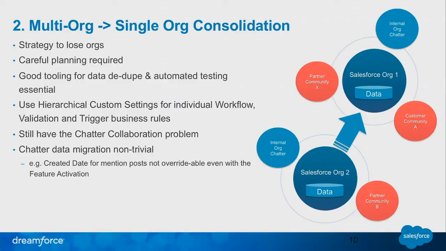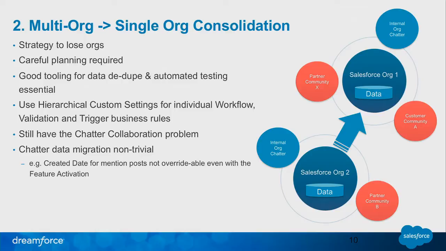So when we have multi-org, one of the options we have is to move towards a single org consolidation. This is a very acceptable and valid pattern to take. So when you have a company that has a strategy to combine their multiple orgs into one, this is basically doing Salesforce Org 2 here with its own Chatter and community. It's been merged into org number 1. It's really important you take careful planning around this. It's really important you use good tooling for deduplication of data and automated testing.